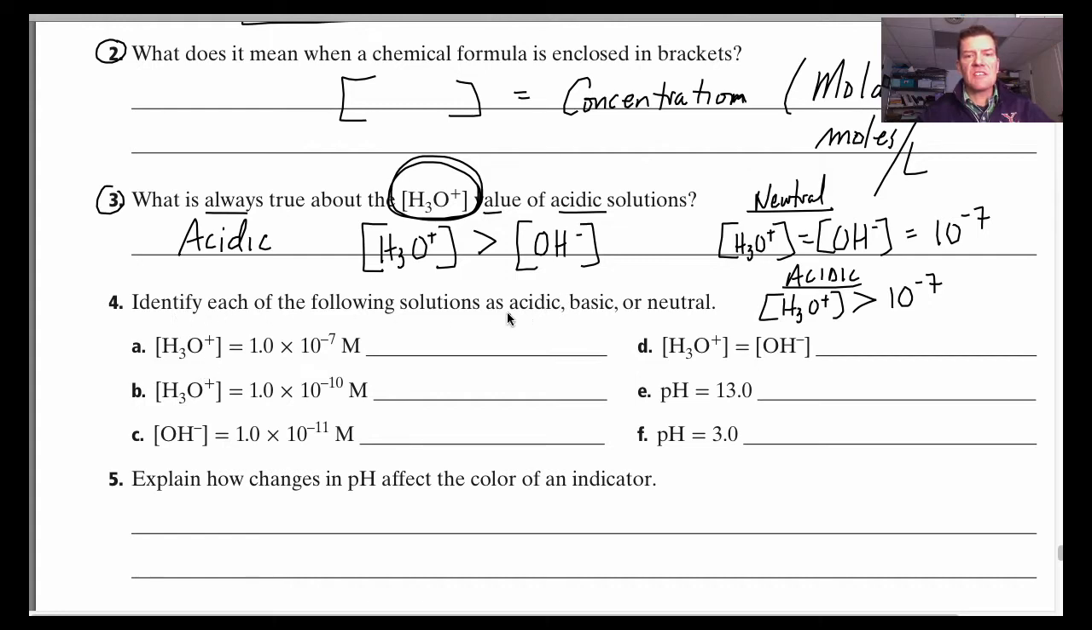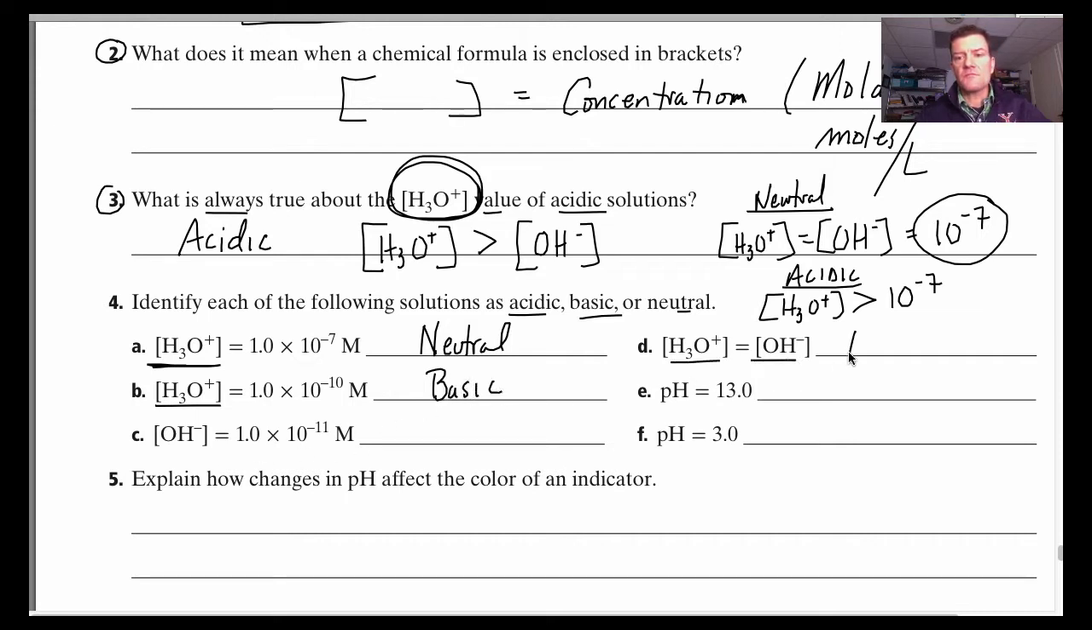Identify each of the following solutions as acidic, basic, or neutral. All you have to do is compare the concentration to what? 10 to the negative 7. If the hydronium ion is greater than 10 to the negative 7, then the solution is going to be acidic. If it is less than 10 to the negative 7, it's going to be basic. Or if it's equal to 10 to the negative 7, it's going to be neutral. Here, 10 to the negative 10 is less than 10 to the negative 7, so it's going to be basic. Okay? Let's look at this one. What if they're equal? If they're equal, it is going to be neutral.